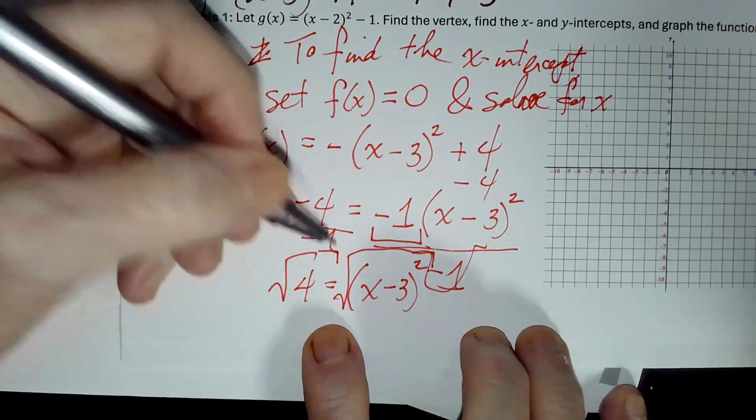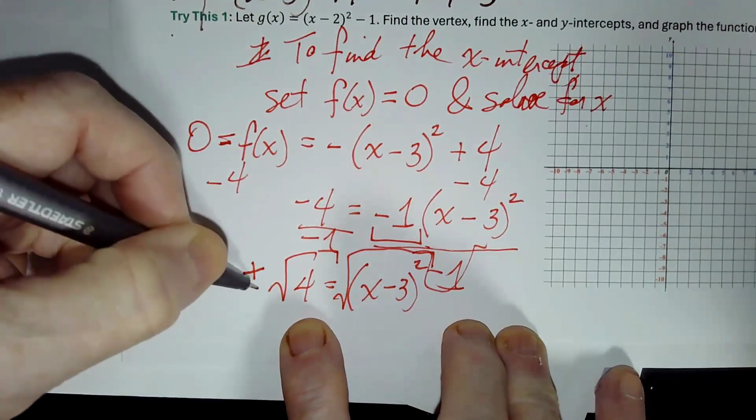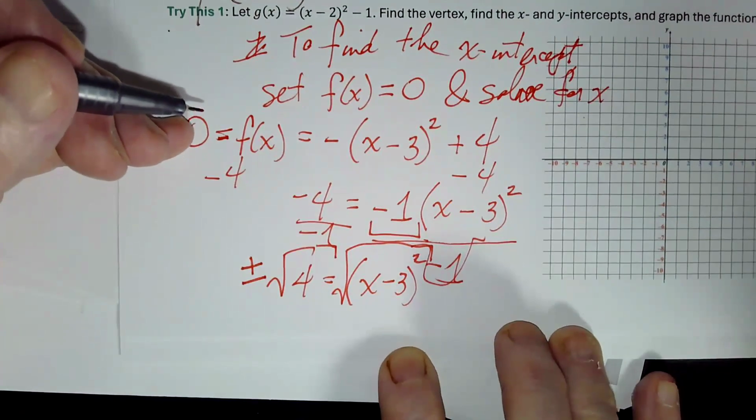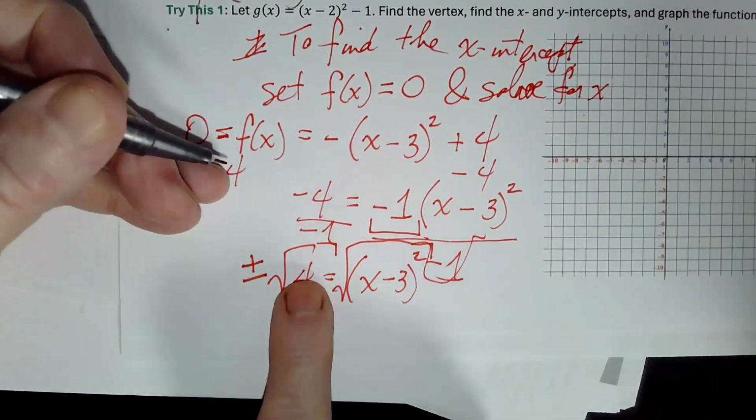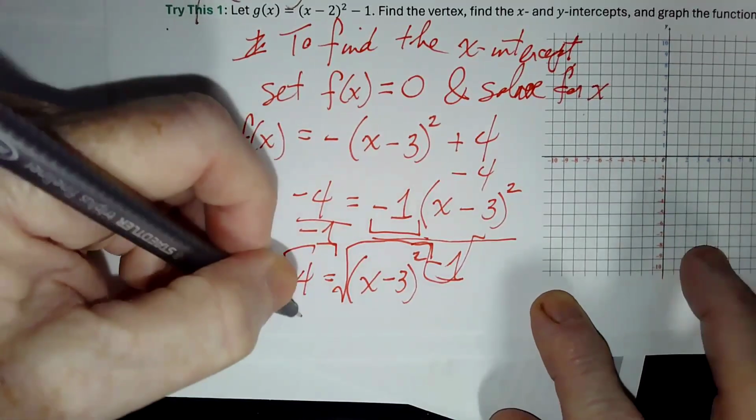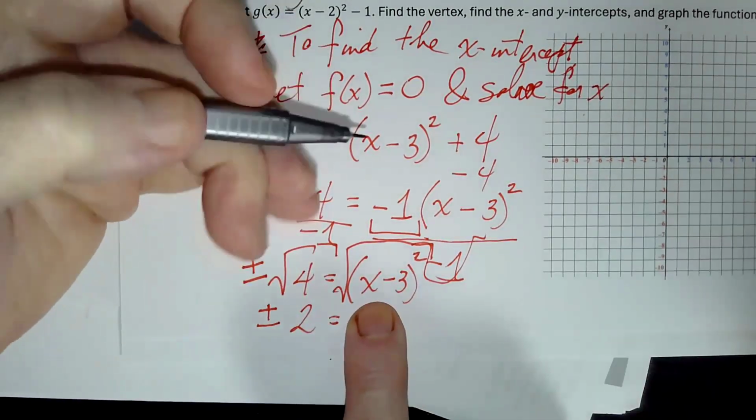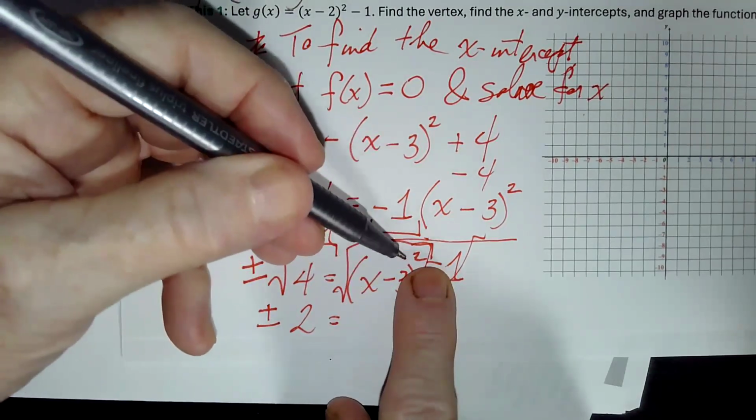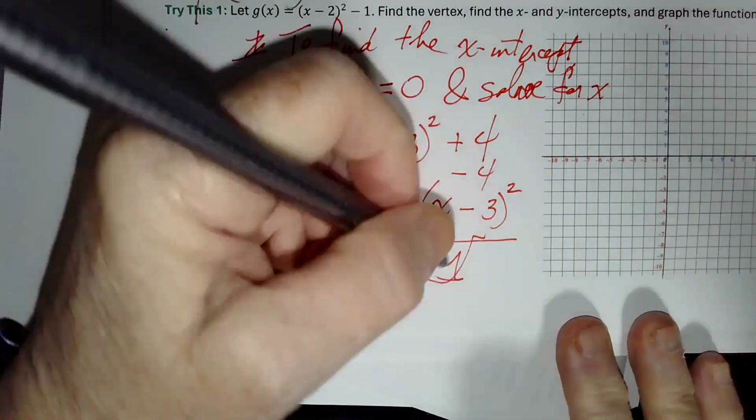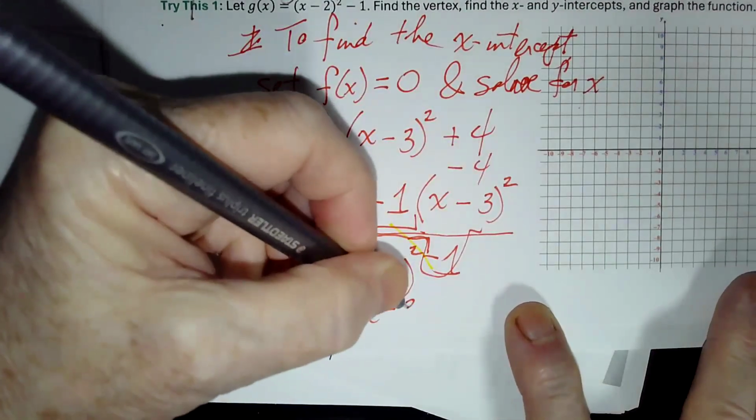Anytime you take the square root of both sides of an equation, you must put a plus or minus sign in front of one of the sides. Now, what is the square root of 4? 2. And this plus or minus is still there. What happens if we have x minus 3 squared and a square root? It turns into x minus 3. Good. So they cancel. We just have x minus 3.